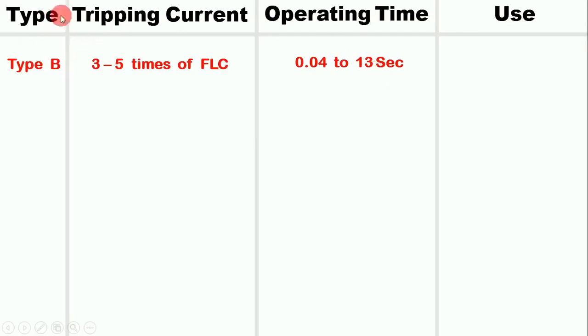We use B-type MCB for resistive load and domestic applications. Resistive load here means a bulb or incandescent lamp, and the heater you use is also a resistive load. For these we use this B-type MCB.